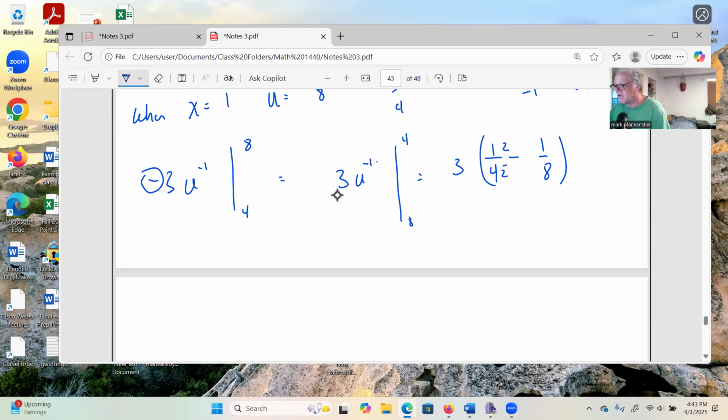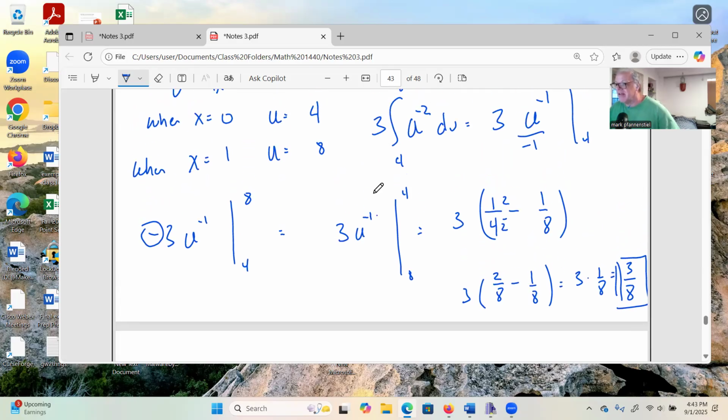So we have 3 times, I've got 2 over 8, 4 times 2, minus 1 over 8. Okay? 2 over 8 minus 1 over 8 is just 1 over 8. So we have 3 times 1 over 8, which is 3/8. And that's my answer for this problem, right? So there's a couple of different tricks in there dealing with the evaluation of the definite integral.